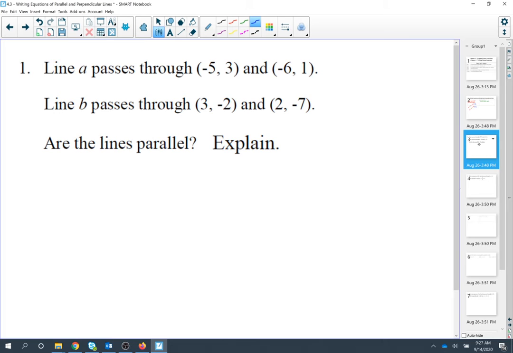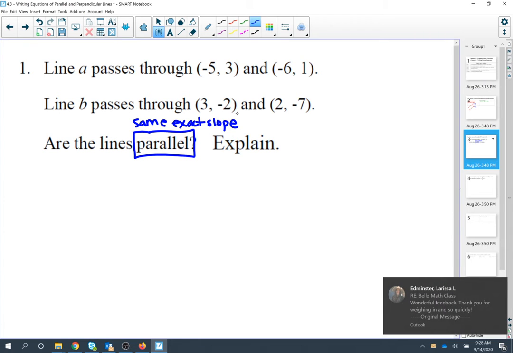Example 1, line A passes through the points -5, 3 and -6, 1. Line B passes through the points 3, -2 and 2, -7. Are the lines parallel? Explain. Now, if the lines are parallel, like I said, that means they have to have the same exact slope. So, game plan here: find the slope of line A, find the slope of line B. If they're the same, they're parallel. If they're not the same, then they're not parallel.